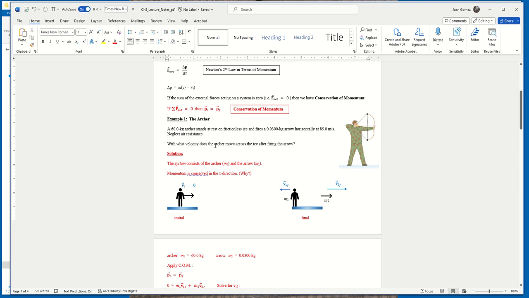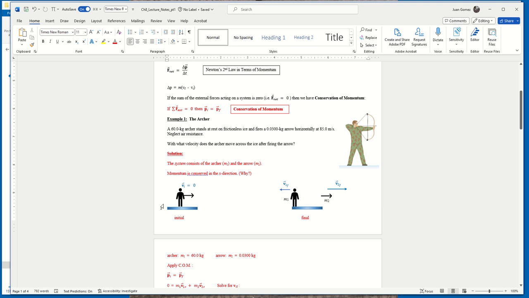Now, in the y direction, momentum is not conserved, but we don't care about that, because the external force in the y direction is gravity acting on the arrow. It will eventually cause the arrow to drop to the ice, but we don't care about the y direction. I just want to know with what velocity the archer moves across the ice after firing the arrow. And then typically with conservation of momentum, we always set up our initial condition and our final. Sometimes you'll see me write before and after.